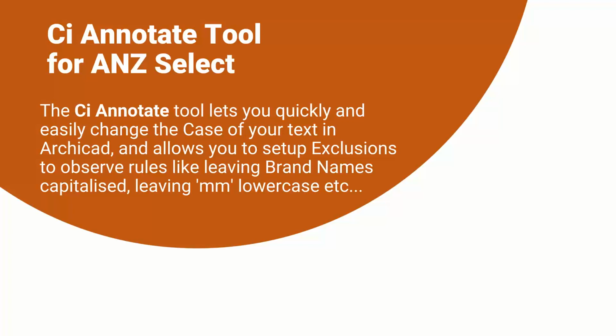So if you're not sure about whether you qualify to get it or not, you can just talk to your account manager. And the CI Annotate tool is a very handy tool that lets you go through the text in your Archicad project and change the case on the text easily. And it remembers any exclusions that you set up so that you can tell it not to make jib lowercase ever, or not to make your millimeters uppercase, and all that sort of thing.